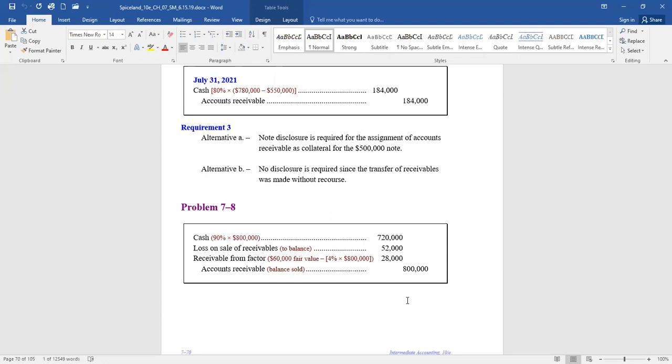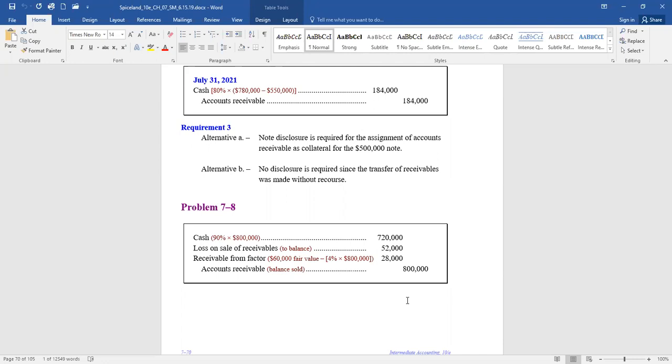When you're determining this receivable from factor, it would be the fair value of that 10% minus the fee. That's how you figure out the receivable from factor. And then the difference is loss on sale of receivables. Okay, so that's how we account for a sale. Remember, there could also be a collateral situation. And when there's a collateral, Samson in this case would not sell their accounts receivable. They're just using them as collateral.